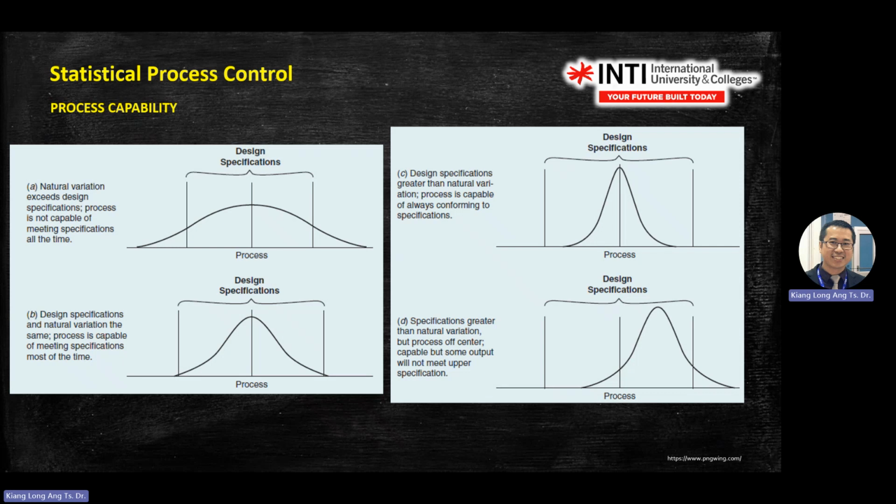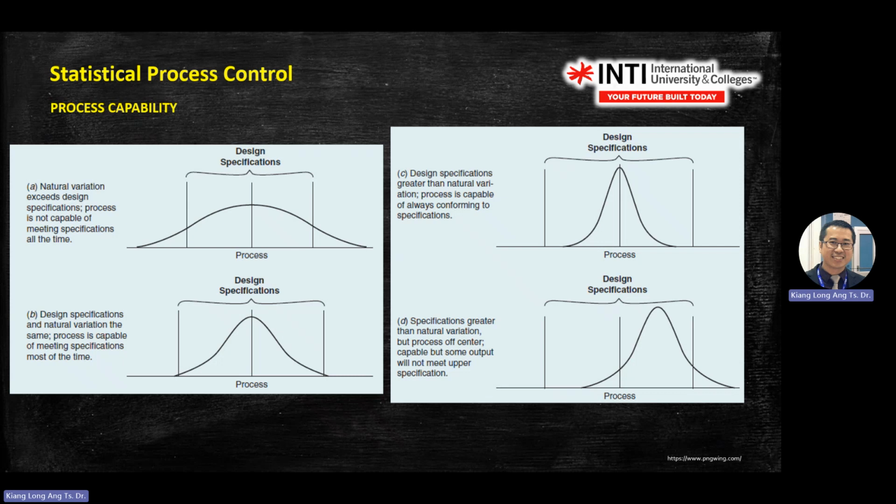So it means what? This is the natural variation. Natural variation exceeds design specification. So this curve is natural variation, and this is your design spec, within these two lines. So the process is not capable of meeting specification all the time. This one, the process is capable of meeting specification most of the time because the design spec falls within the data.